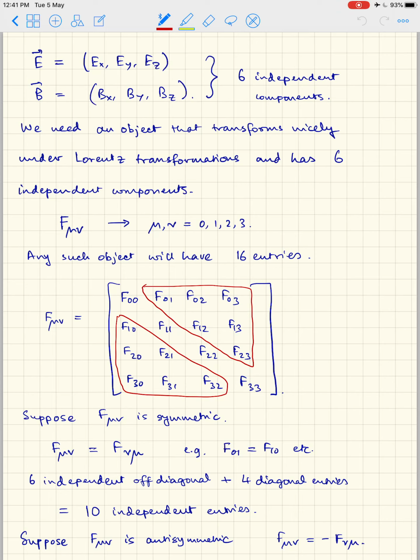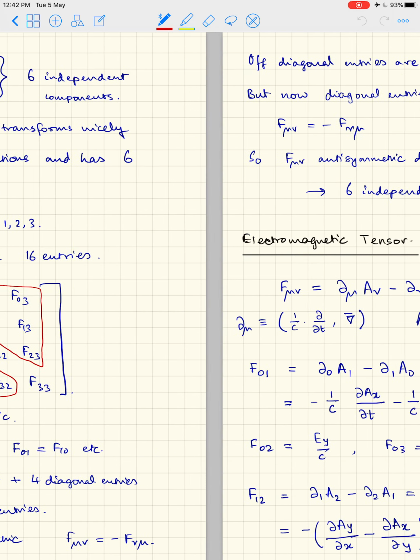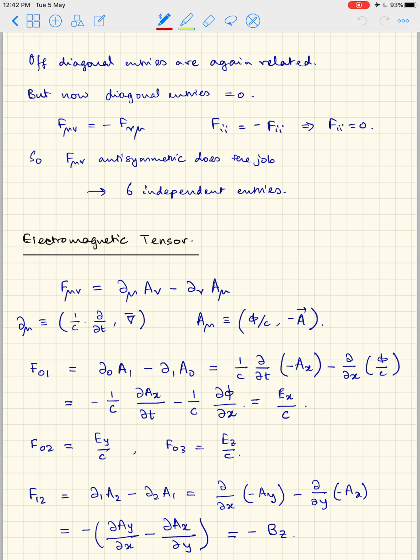Now let's suppose the next thing, where F mu nu is antisymmetric. Then again the off-diagonal elements will get related, but now since F mu nu is antisymmetric, the diagonal entries will also have to be 0. So now we get our desired 6 entries. So F mu nu being antisymmetric does the job.